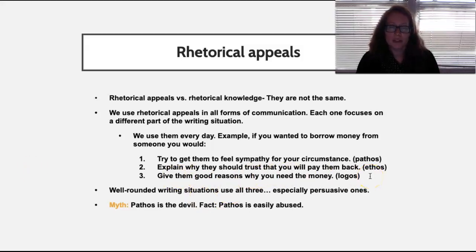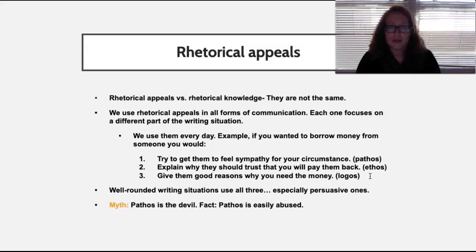And that would be logos. To get them to see how giving you this money makes sense because you need it, those good reasons. You might even try to get them to feel bad for you a little bit, to gain some sympathy about how much you really need this money and why, what it's going to help you with, and why you can't afford to do this without borrowing money. And sometimes that includes gaining a little bit of sympathy.